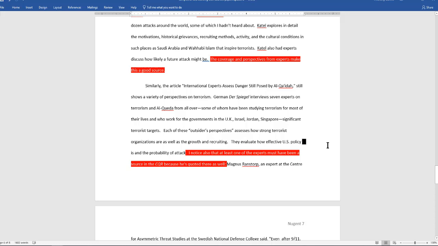German Der Spiegel, which is a famous daily, of course, and Americans may not know it, but Germans sure do, it interviews seven experts on terrorism and Al-Qaeda from all over, some of whom have been studying terrorism for most of their lives and who work for governments in the UK, Israel, Jordan, Singapore, significant terrorist targets.